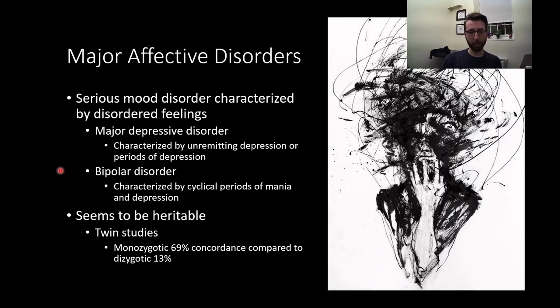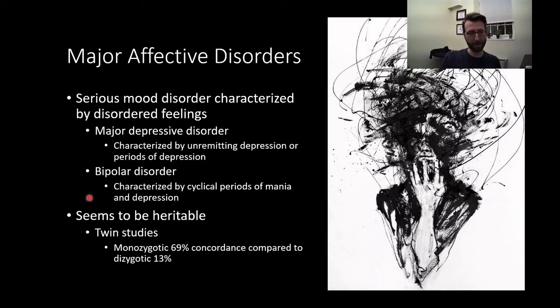The most common one that you've probably heard of is major depressive disorder, often called depression. This is characterized by unremitting depression or periods of depression, so it's sort of a down mood state. And we'll talk about the criteria for diagnosing major depression in just a moment.